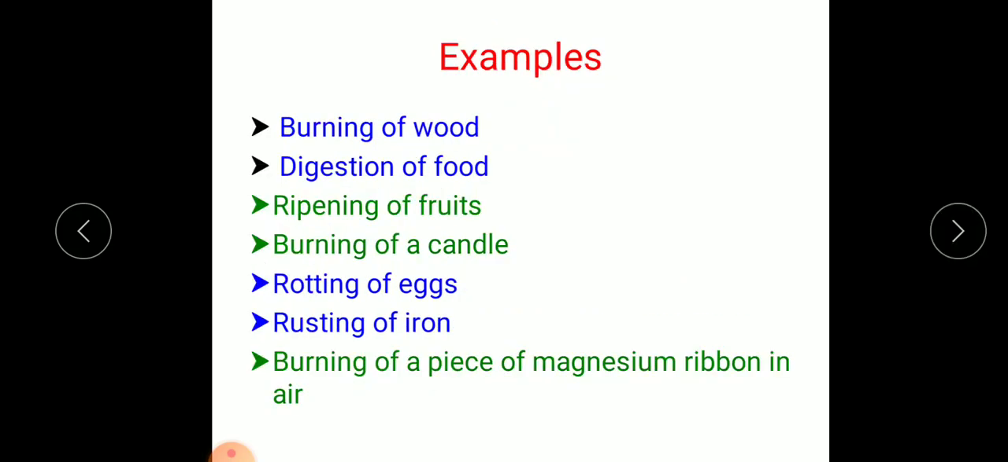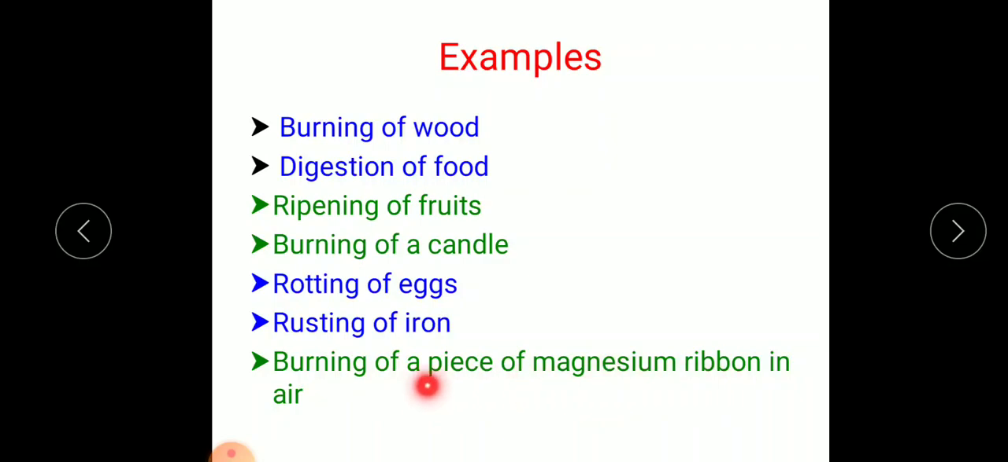Now let's see the examples of chemical change. Burning of wood. When you burn wood, the carbon that is present will burn down and form carbon dioxide which will go into the atmosphere. Once again, if you want to get back the wood, it's not possible. So it's a chemical change. Similarly, digestion of food, once the food gets digested, we can't get back the same food. Ripening of fruits, burning of a candle, rotting of eggs, rusting of iron is also a chemical change because a new substance is formed.